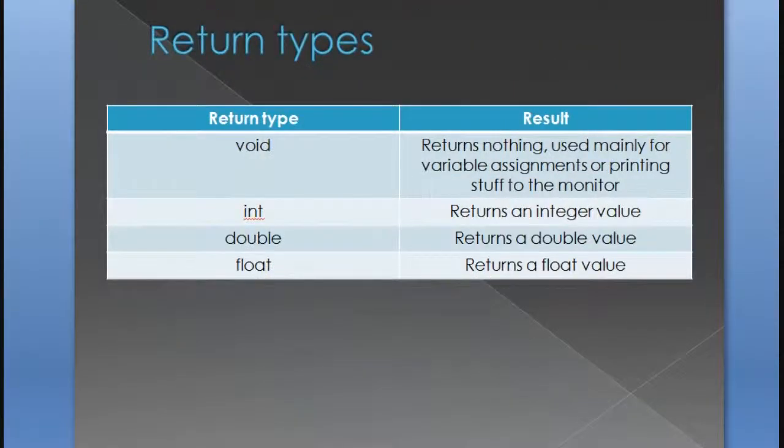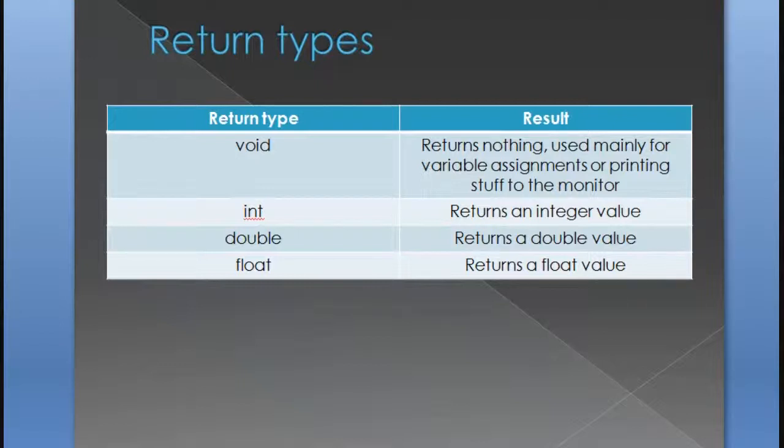So now let's talk about return types. There are more return types than you see here, but these are just the basics. Any variable type that you can have or user-defined type can be a return type. So if you make a class, that is a user-defined variable type, and that class can be set as a return type. So we can have unlimited return types.